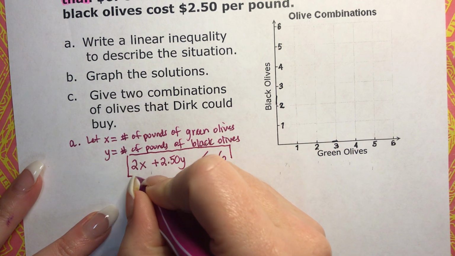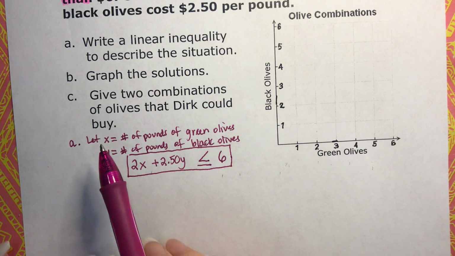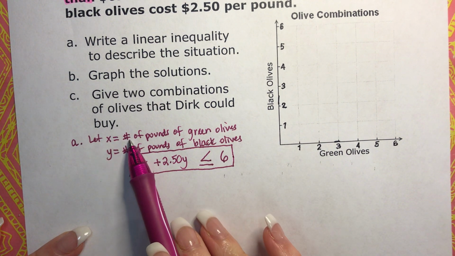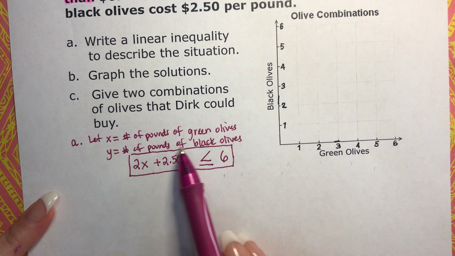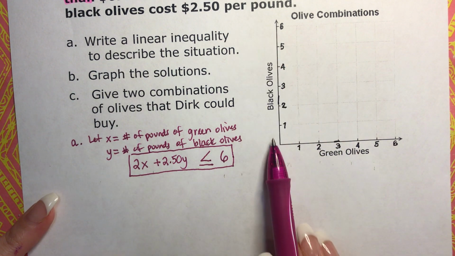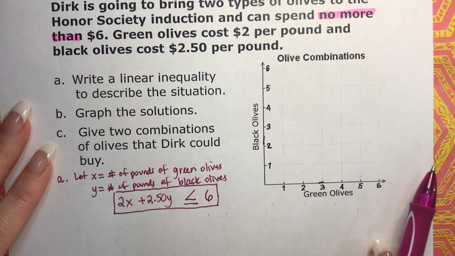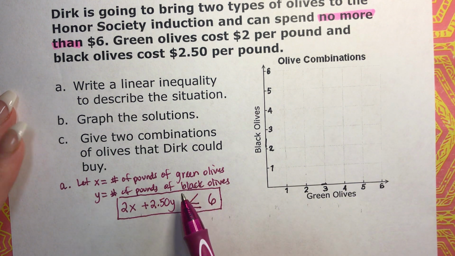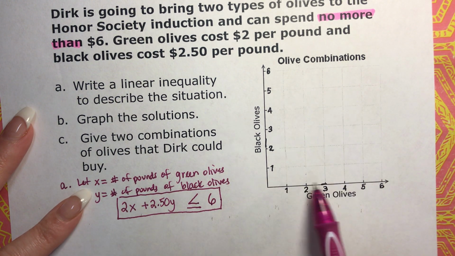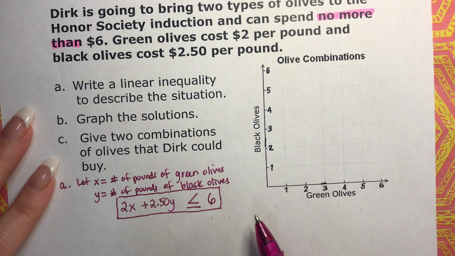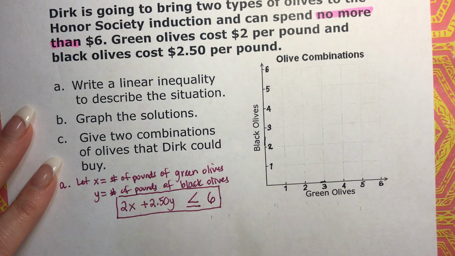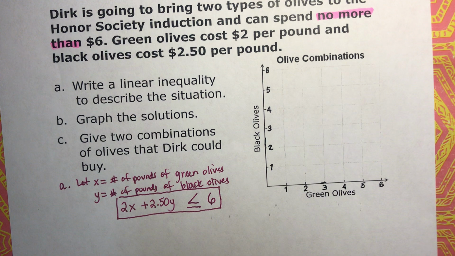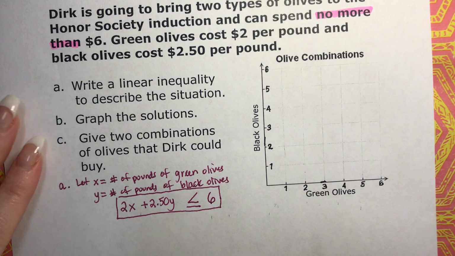And if you look at our graph, you can see that when we define the variables, X is the number of pounds of green olives, the x-axis is here and it's green olives, and Y, the number of pounds of black olives, the y-axis represents the black olives, and then our title is just olive combinations, okay? So just notice how when you define the variables and you set up your graph, the different types of correlations that are there. So whatever the X is, that's going to be the label for the x-axis, and whatever the Y is, that's going to be the label for the y-axis. All right, so let's go ahead and move on to the graphing portion of this problem.